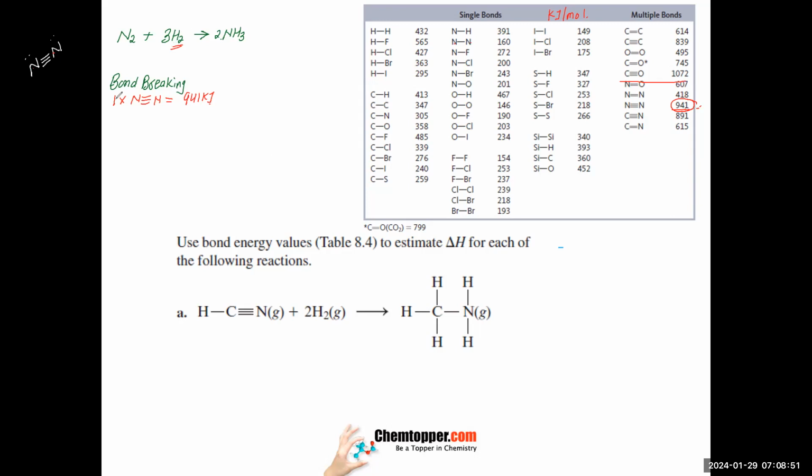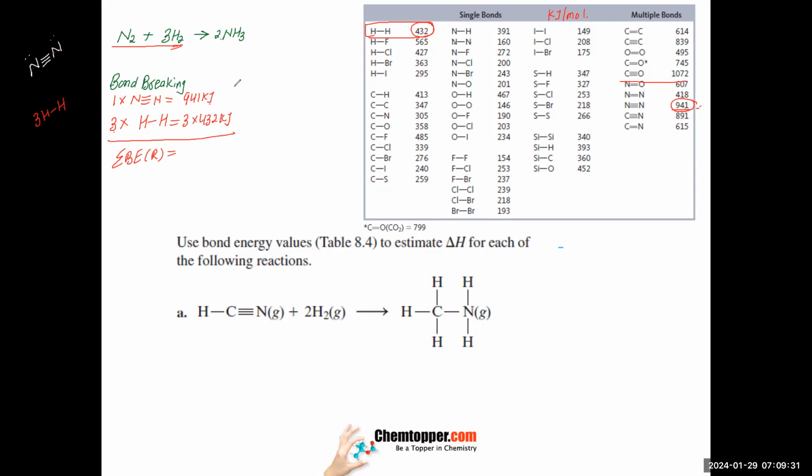Now there are 3 H-H bonds, right? 3 H-H bonds which I'm breaking. 3 times H singly bonded H, because hydrogen never makes a double or triple bond. So it is 3 times 432 kilojoules, because this is for 1 mole and here I'm breaking 3 moles. So these are the bonds I'm breaking. Now add these values. Summation of bond enthalpies of the reactant. How much?